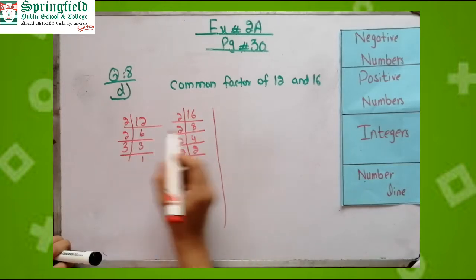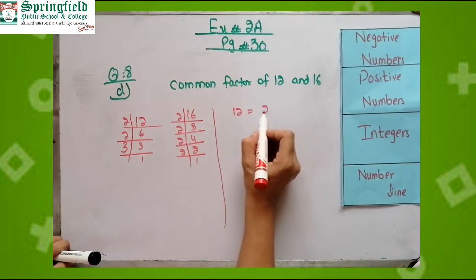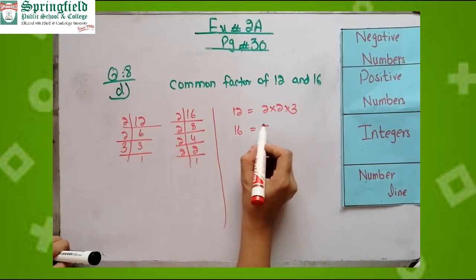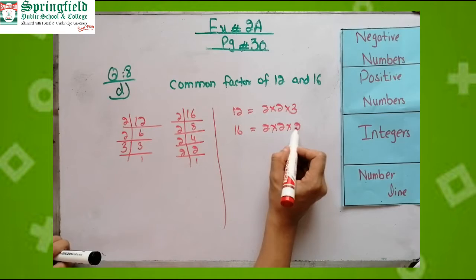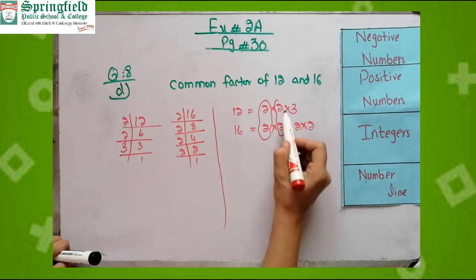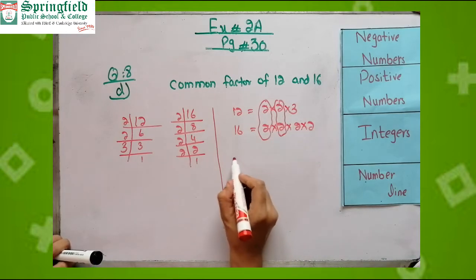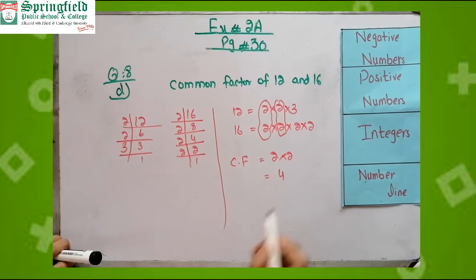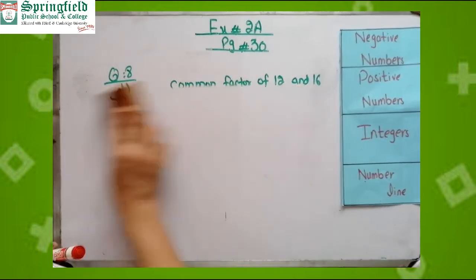Now write down the factors of 12 and 16. 12 is 2 multiply 2 multiply 3 and 16 is 2 multiply 2 multiply 2 multiply 2. So make the pair of common factors. So these are the common factors, 2 multiply 2, which is equal to 4. So beta, these are the common factors and we can write the common factors on the number line. Now it's your task. Fine? Understood beta? Okay.